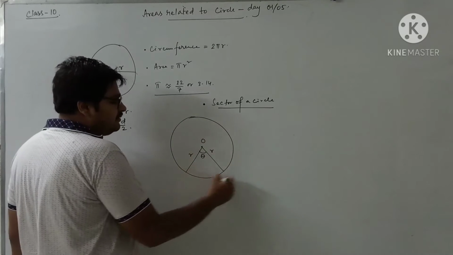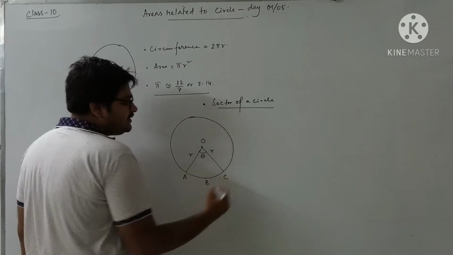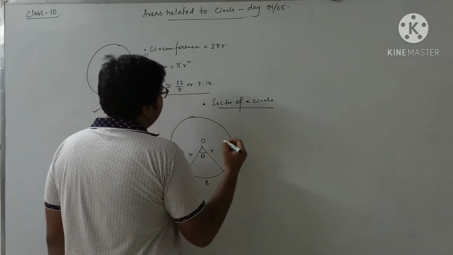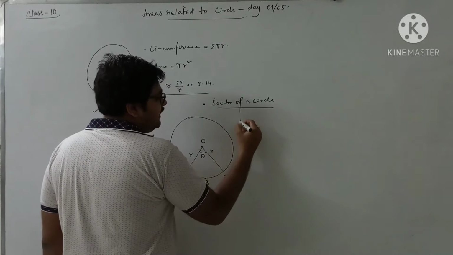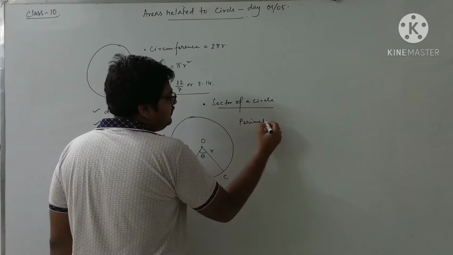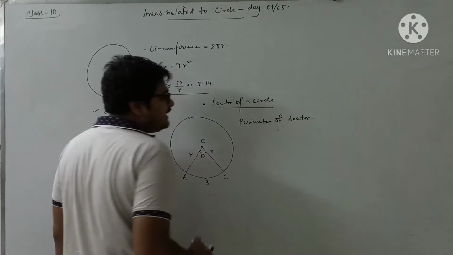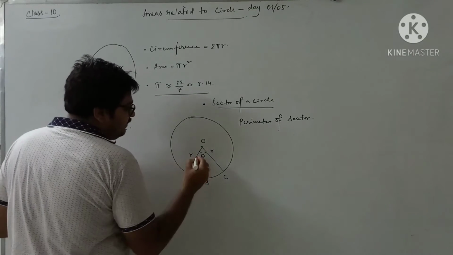These are the things you can find out. So I am just giving a name here, ABC. I would like to find out the perimeter of this sector. Which sector am I talking about? I am talking about this sector OABC.